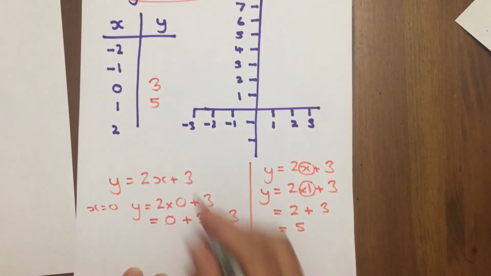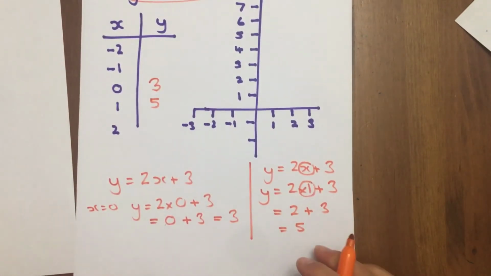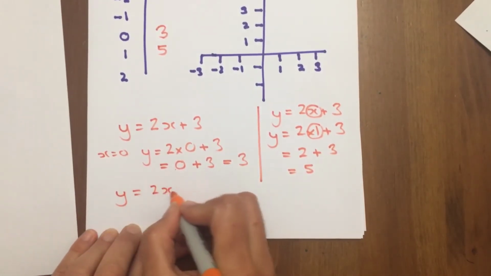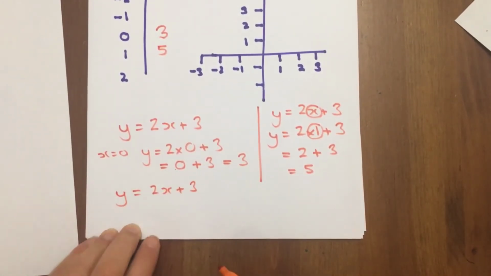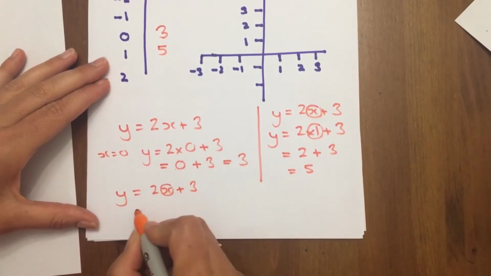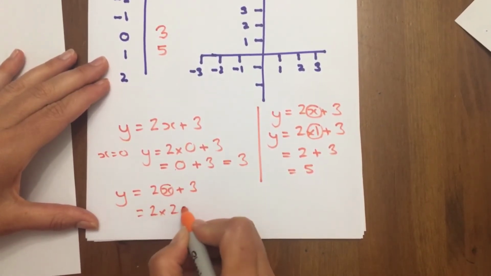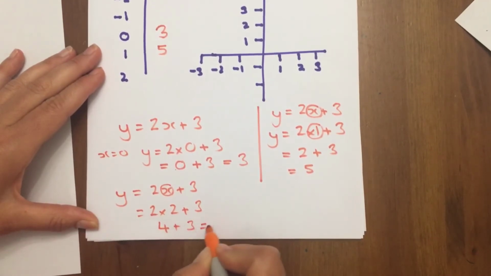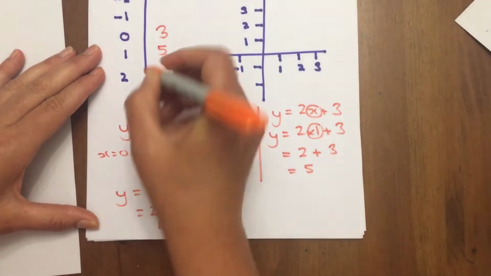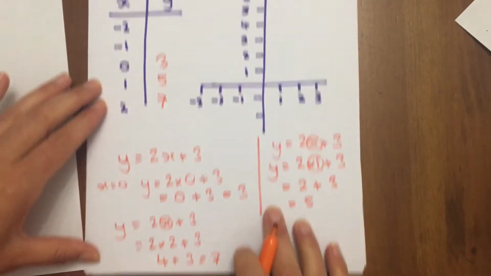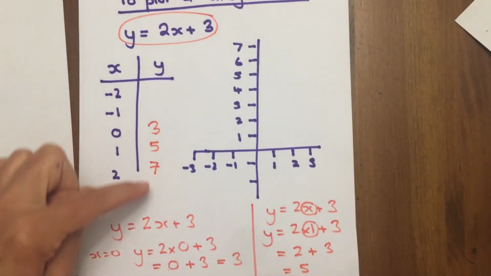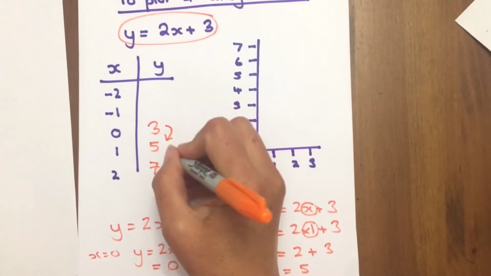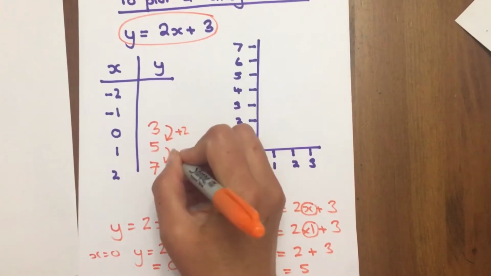Okay, what about when x is 2? Let's just do one last one. When x is 2, here's your equation. Instead of writing x, I'm going to write 2. 2 times 2 plus 3. 4 plus 3 is 7. When x is 2, y is 7. You can see a pattern. It's going up in what, guys? Yeah, it's going up in 2s, yeah? Up by 2, up by 2.